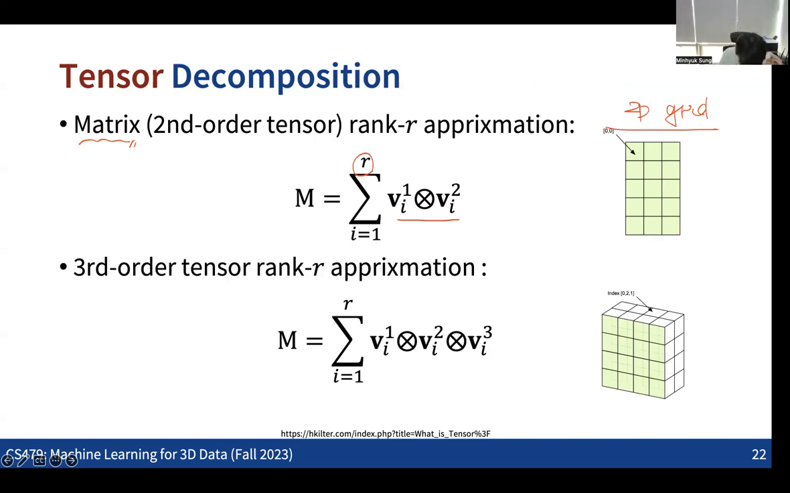And also for a third-order tensor, when you have a 3D grid, the way we can do the compression is basically exactly the same.